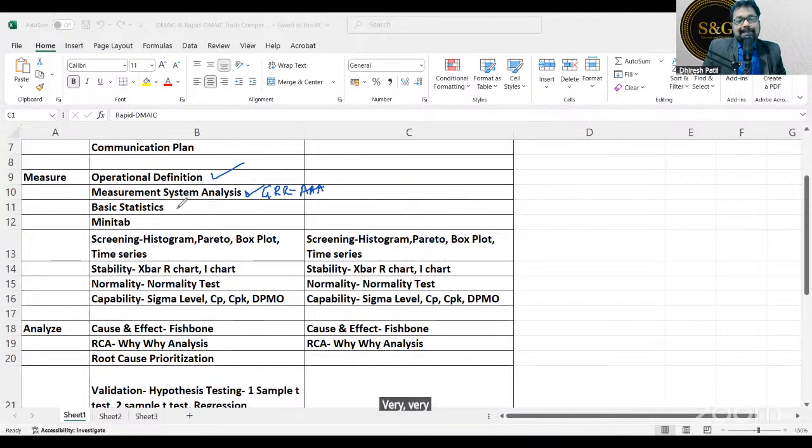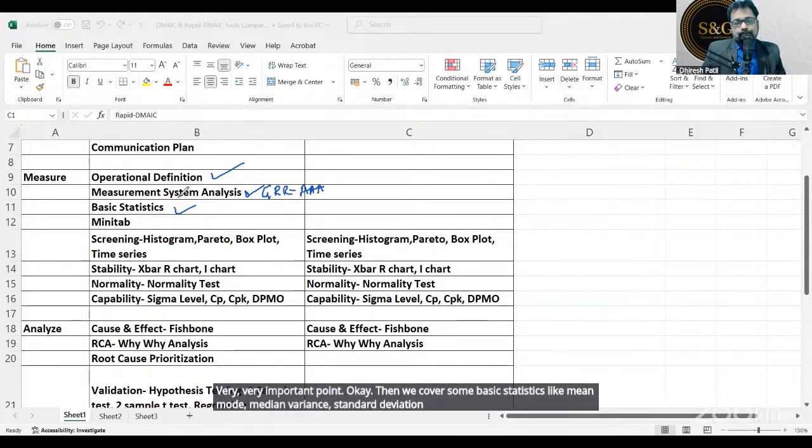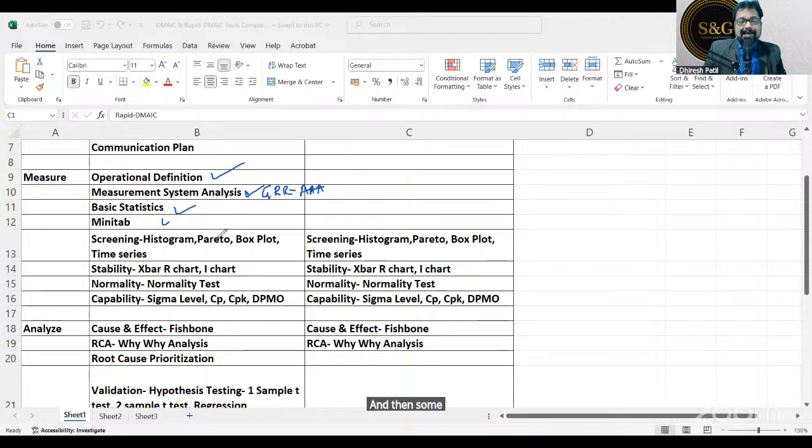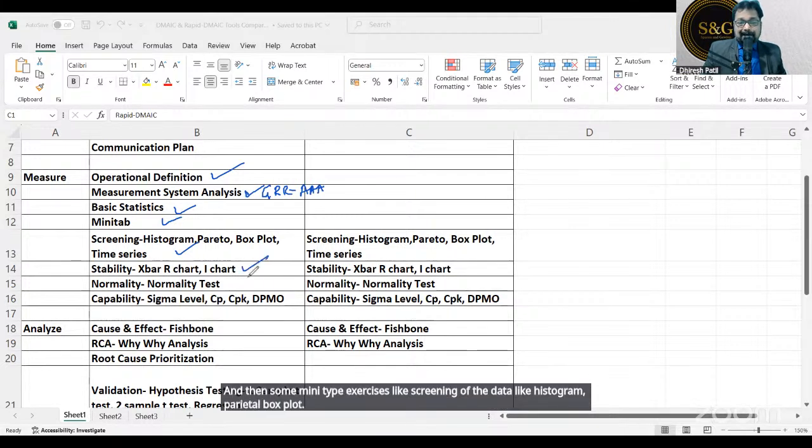Okay. Then we cover some basic statistics like mean, mode, median, variance, standard deviation, everything. And then some Minitab exercises like screening of the data, like histogram, Pareto, box plot, control chart, etc., normality test, and DPMO. Once the data is collected, again, as I mentioned to you, this is a very, very easy job.